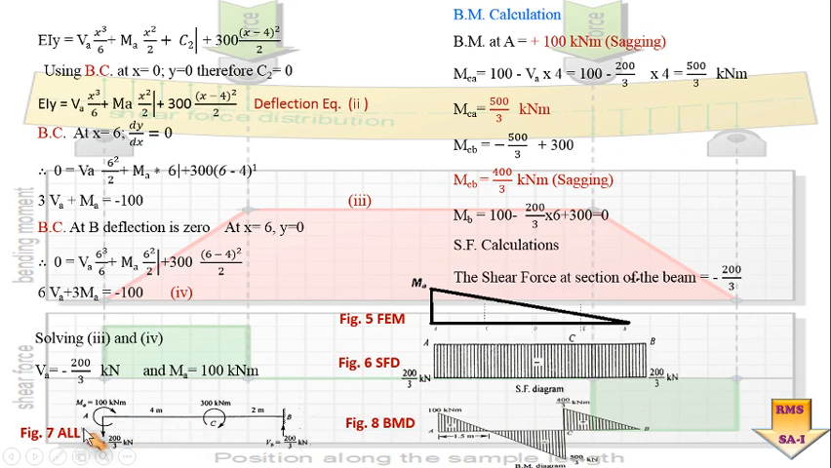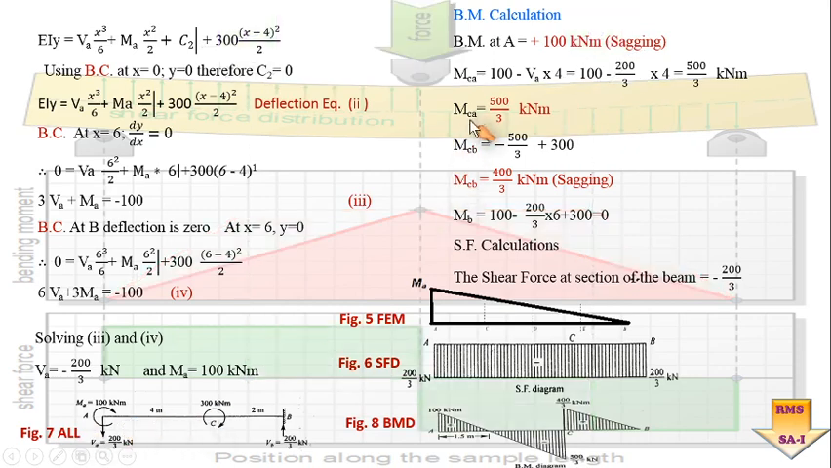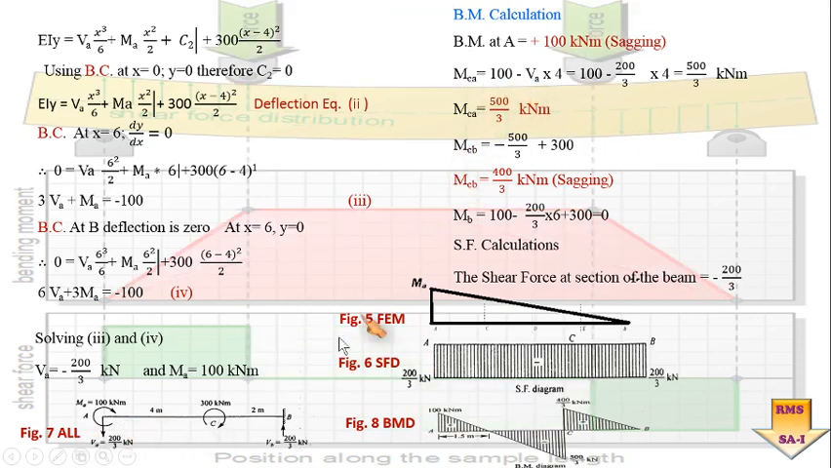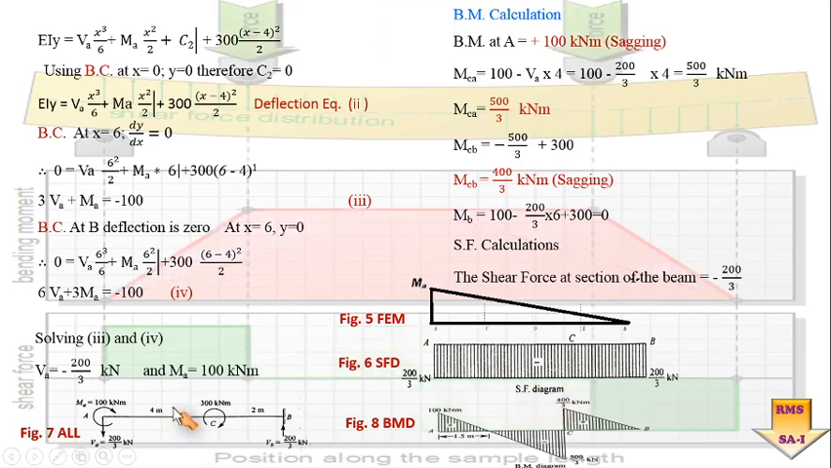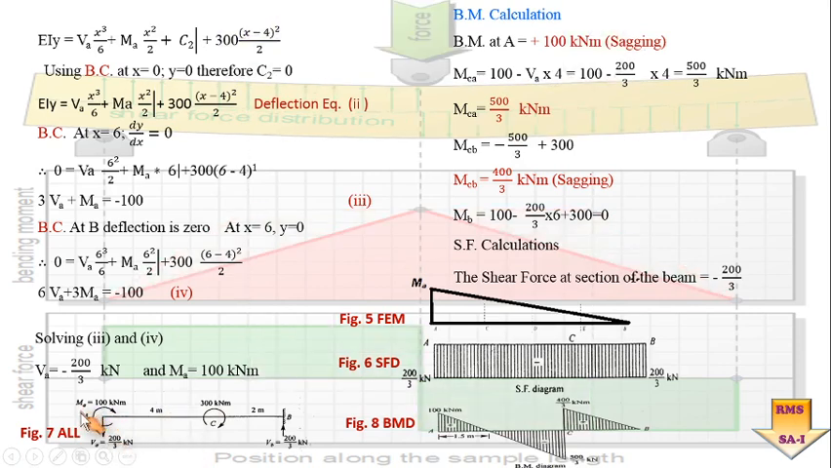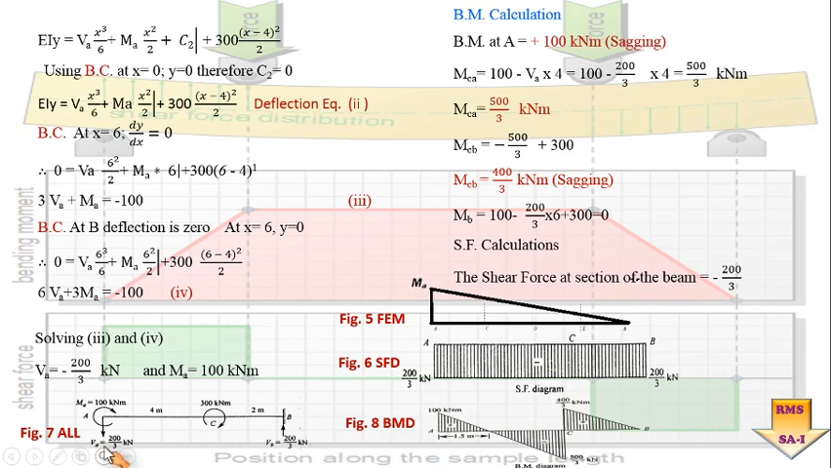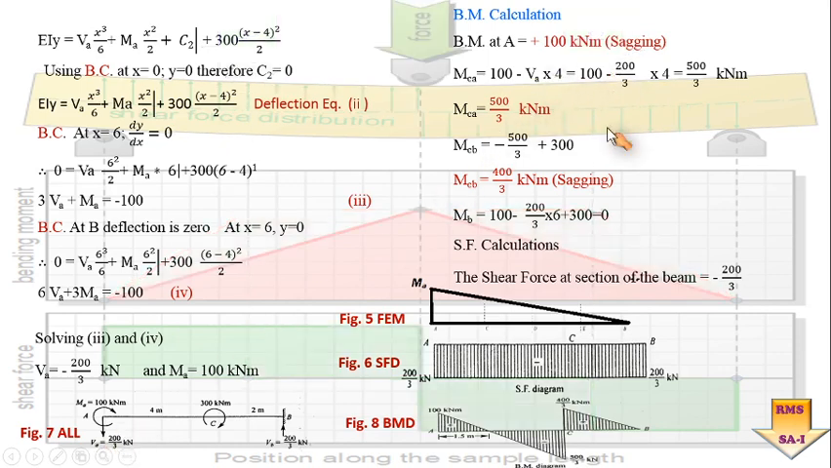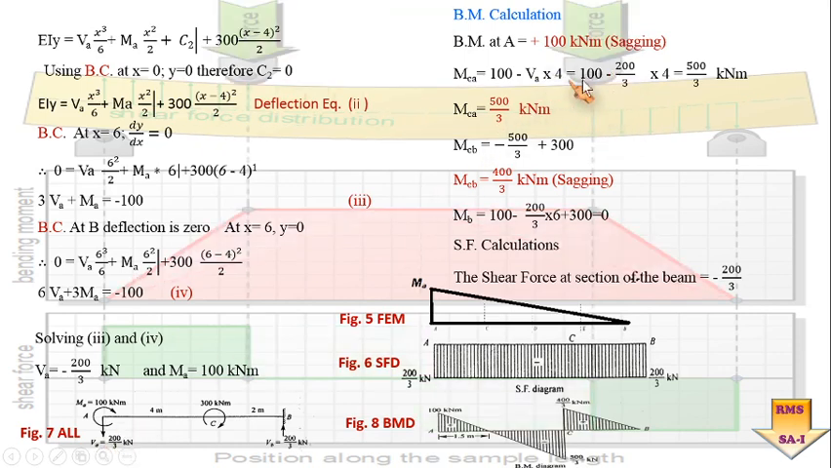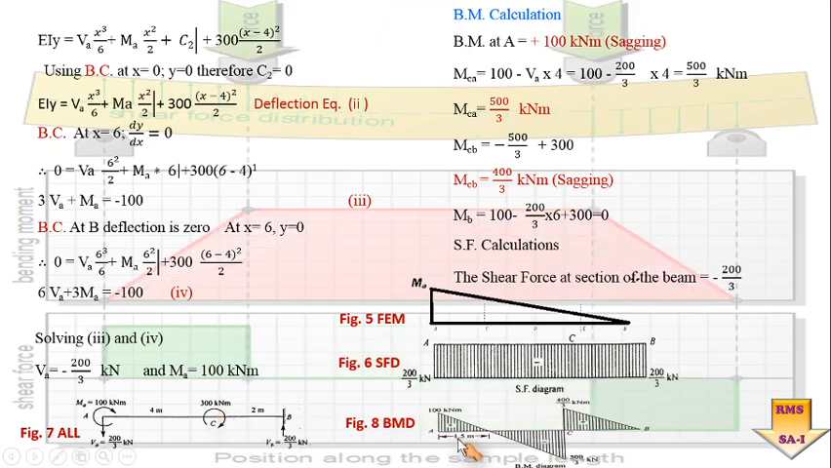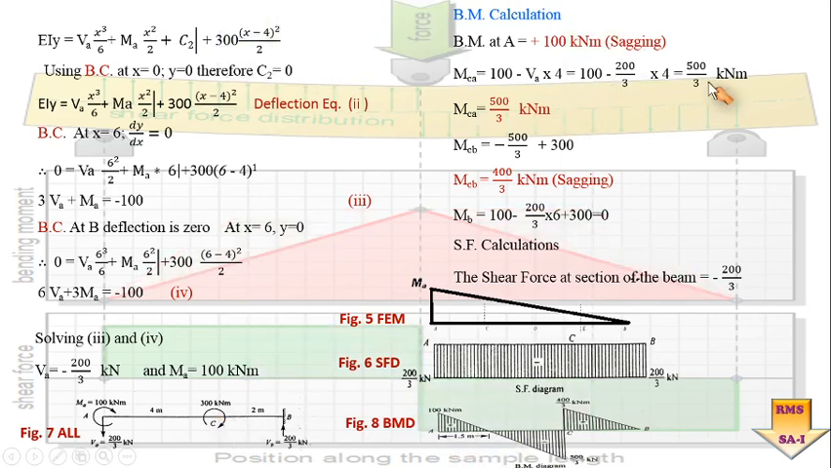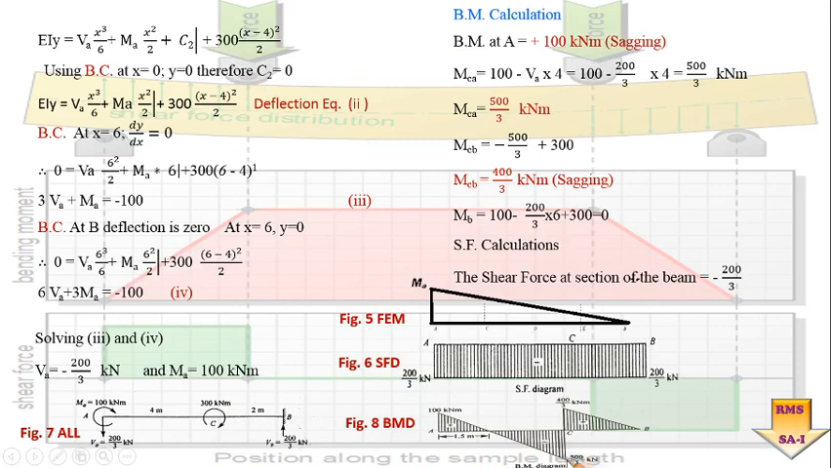Now between A to C, I am taking the first section here. So this is MA minus VA into the perpendicular distance, which is 4. Putting the values of MA and VA, you are getting 500 by 3 for the bending moment at point C. So you can see the bending moment at point C is 500 by 3.